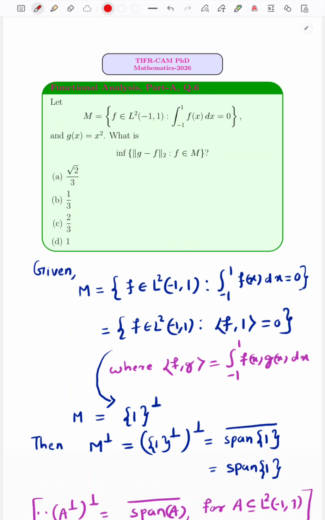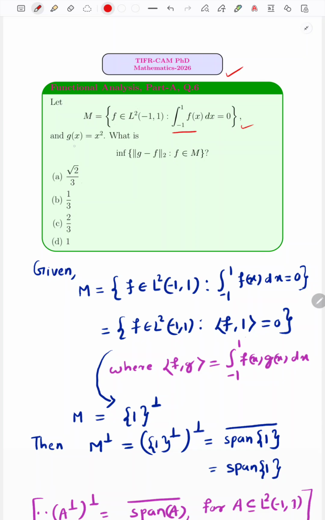In today's discussion, we discuss a very interesting question from the functional analysis part, and this question is asked in the TIFR CAM PhD Mathematics Entrance Exam 2026. In this question, M is the set. It contains all the elements f belonging to the L2 space such that the integration from -1 to 1 of f(x) dx is equal to 0.